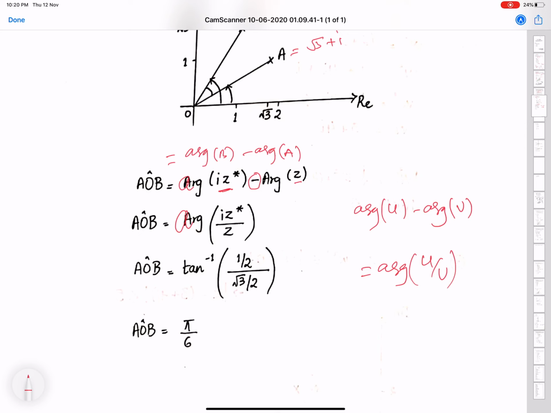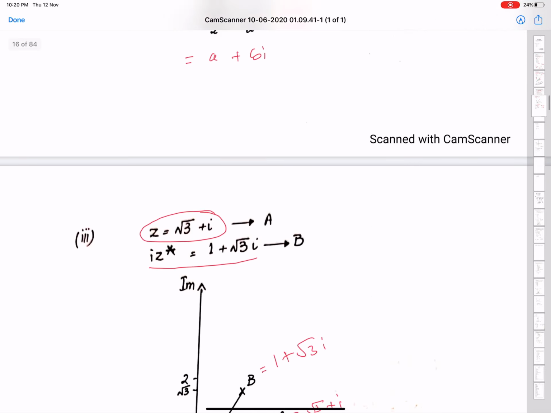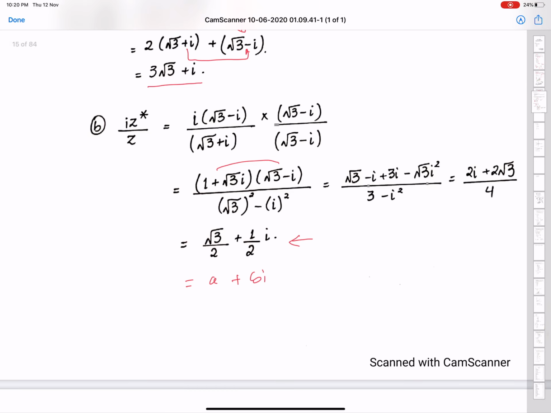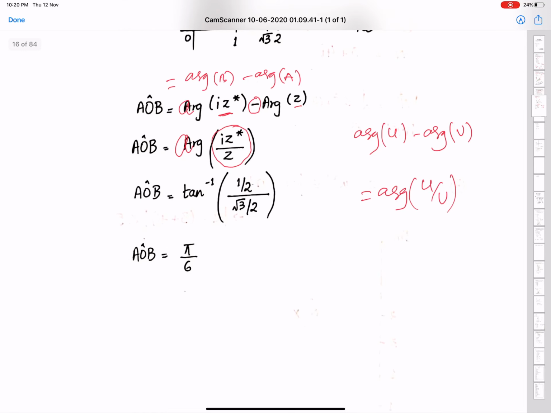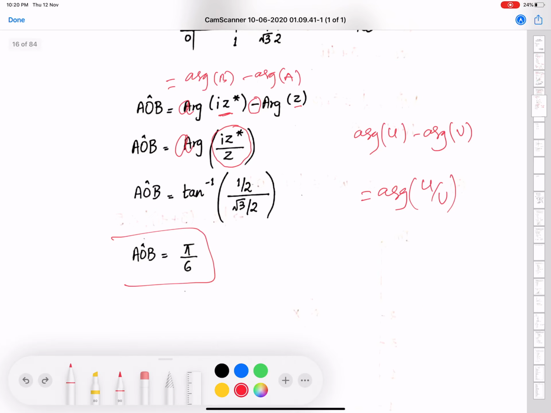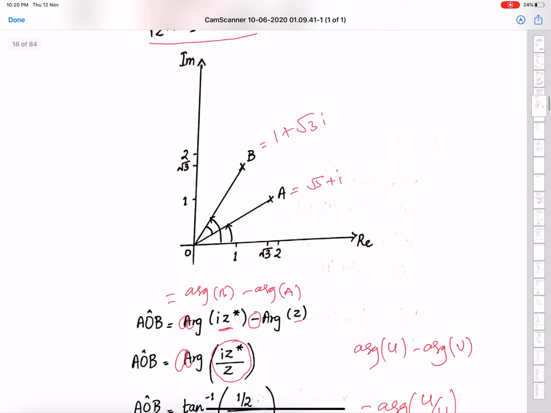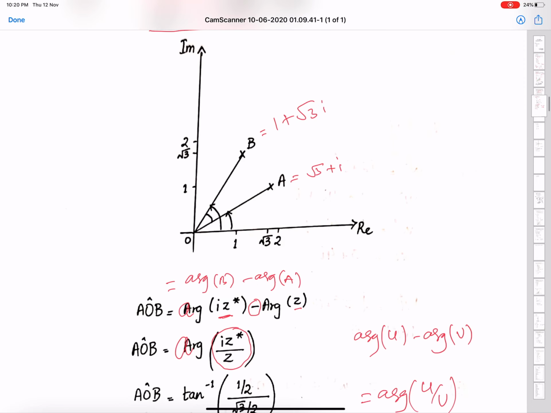And since we have iz steric upon z, we found this in the previous part. Here, this is iz steric upon z. So it's very simple to get the argument of this complex number. It's pi by 6. Half upon root 3 upon 2 is pi by 6. So make sure you handle these types of questions carefully, because these types of questions require the knowledge of the previous parts.